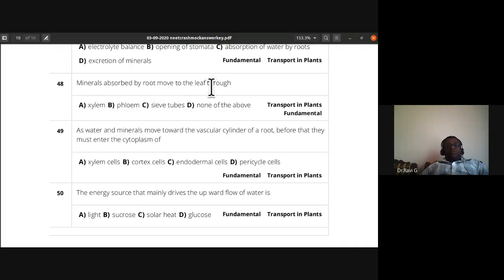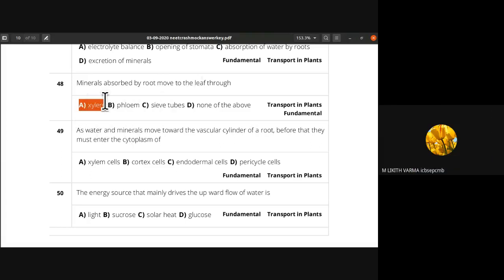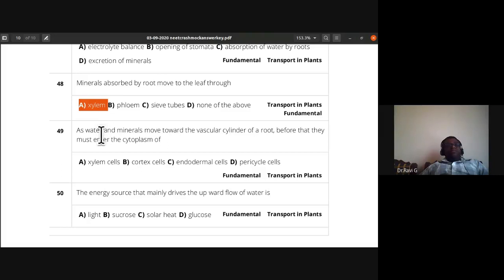Minerals absorbed by roots move to the leaf through xylem, phloem, sieve tubes, or none of the above. How are the minerals absorbed by root moved? Xylem. So it is A, xylem. Okay, it is by xylem. The minerals move to the leaf through xylem.